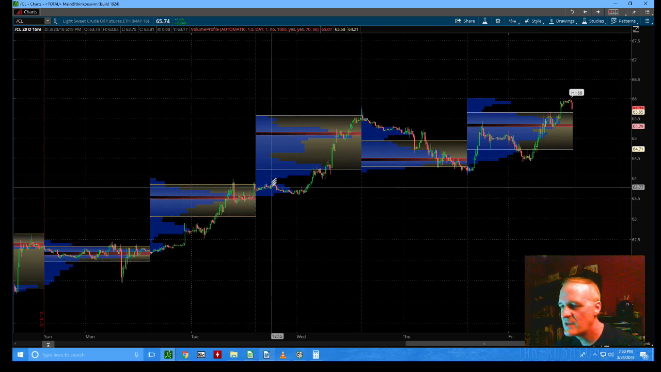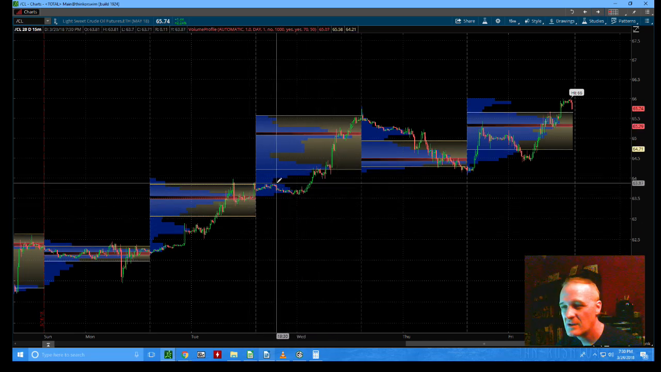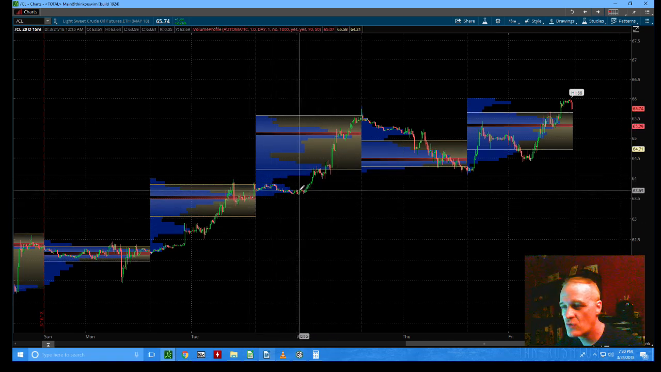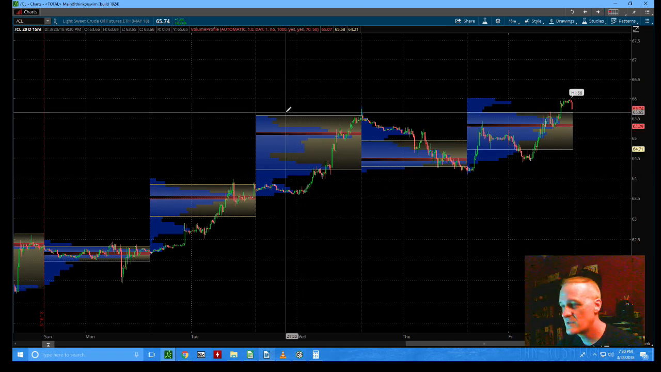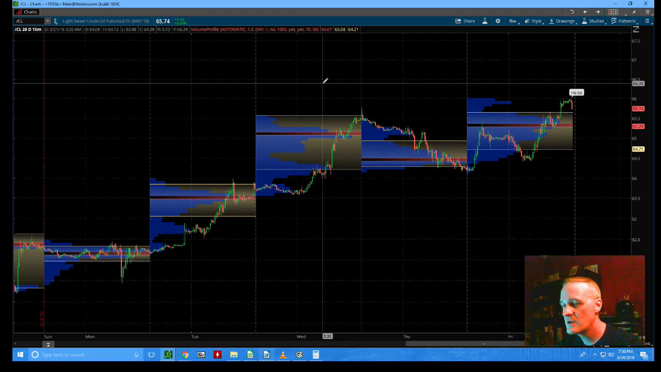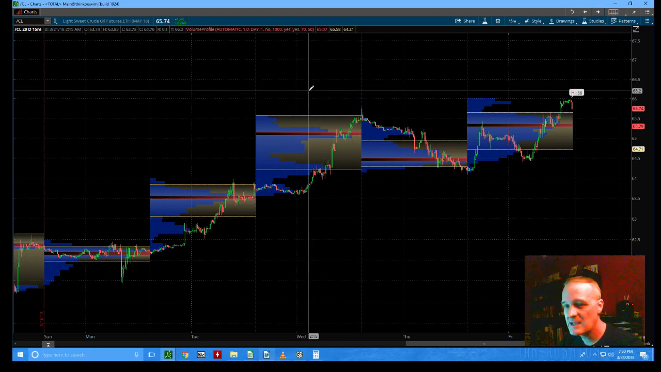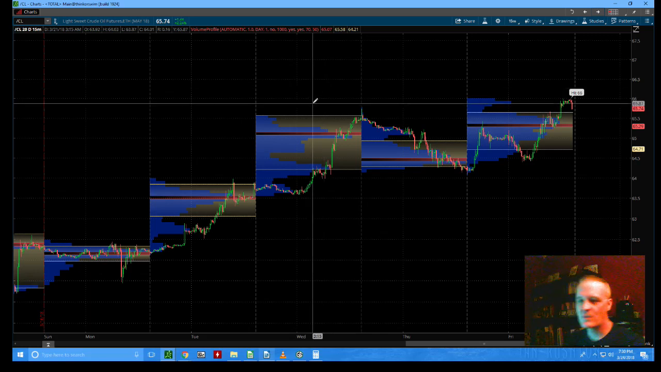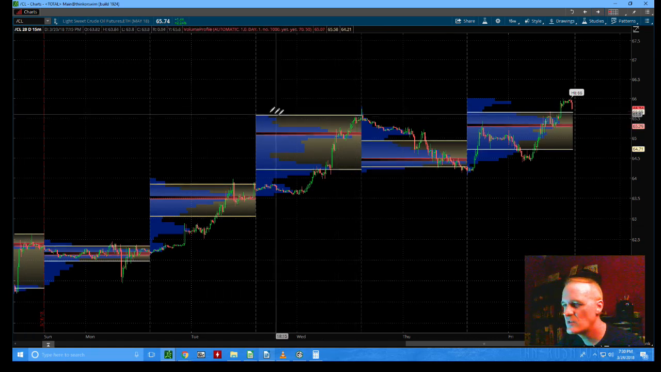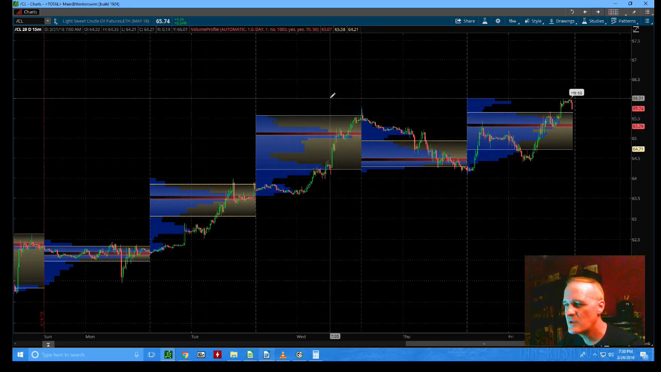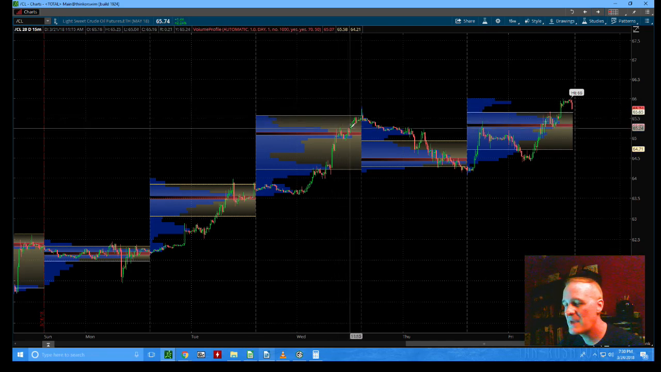Generally speaking, if your price is below the value area, you can expect that it's going to be drawn upwards to trade back into the value area. Vice versa, if it trades above the value area, you can expect that gravity is going to kick in. There's such a thing as gravity in the market. When things get too overextended to the upside or the downside, there's a tendency to revert to the mean eventually. So when you trade too far above value area, you can expect at some point in time that price is going to be drawn back into value area.